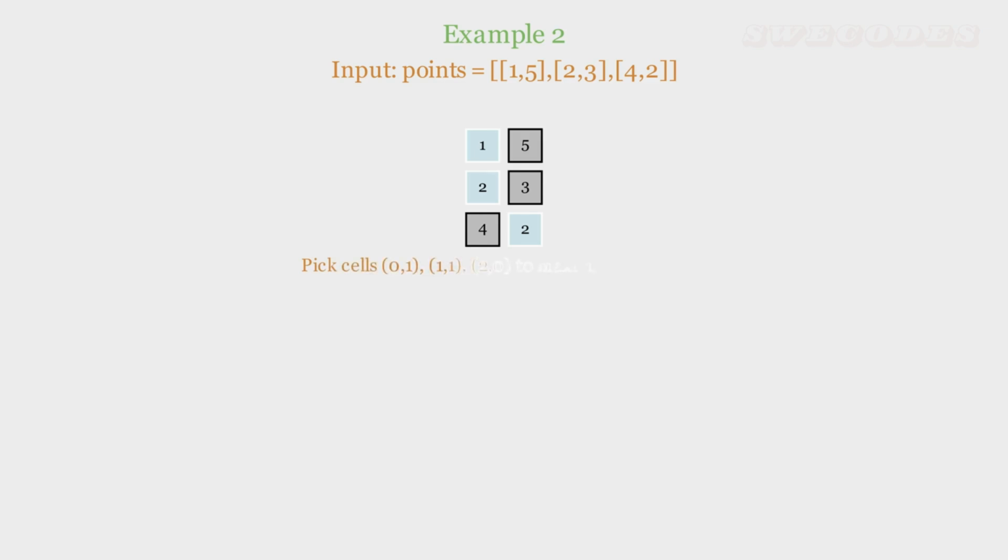Let's calculate our total points. We sum up the selected values. 5 plus 3 plus 4, which equals 12. Remember to subtract the number of rows minus 1, which is 1. So our final score is 12 minus 1, which is 11 points.